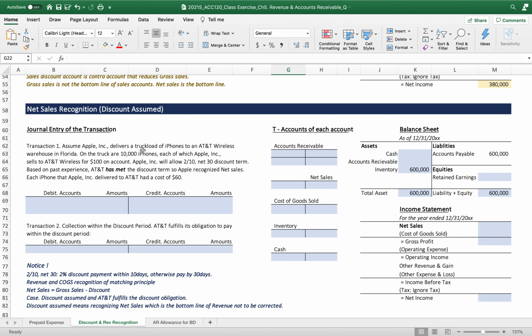Assume Apple Inc. delivers a truckload of iPhones to AT&T Wireless. AT&T, the business partner to Apple, has high credit and has a warehouse in Florida. On the truck are 10,000 iPhones, the same amount, each of which Apple Inc. sells to AT&T Wireless for $100 on account. Apple Inc. will allow 2/10 net 30 discount terms, exactly the same discount terms, based on past experience. AT&T has met the discount term, so Apple recognizes net sales.